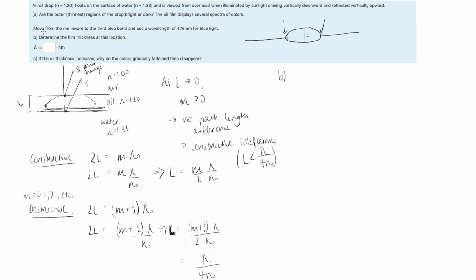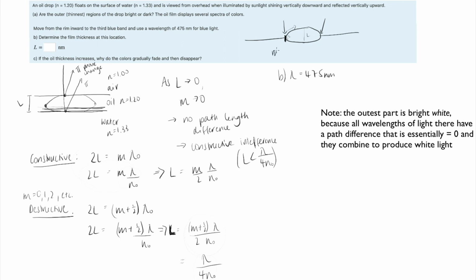Okay, part B. Moving from the rim inwards, this way, to the third blue band and use a wavelength of 475 nanometers for blue light. Determine the film thickness at this location. So we want the third blue band. So remember, right at the edge, this is going to be our order number of m equals 0. Then the next blue band is going to be m equals 1. We want the third blue band, so this is going to be m equals 3.